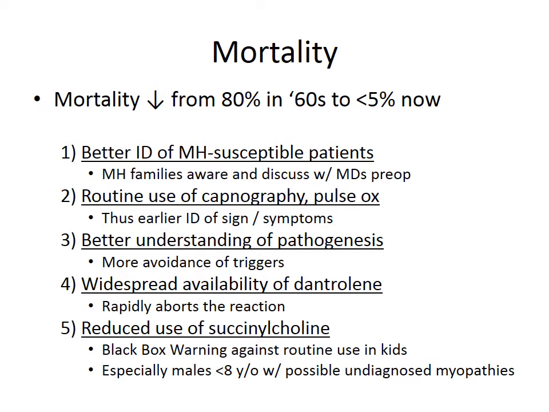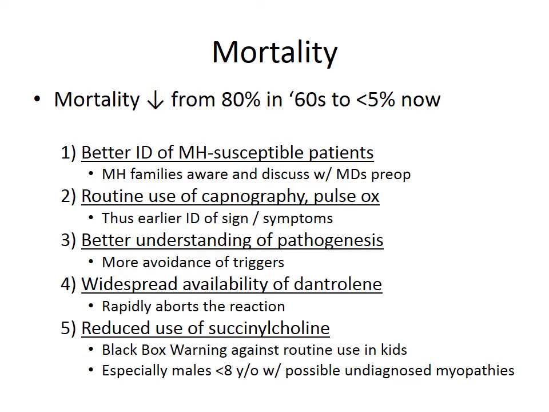And then compared to the 60s, we do routinely use capnography and pulse oximetry, whereas then they did not. And therefore, these different signs that we talked about, with increasing end-tidal CO2 being the earliest sign, can be more easily picked up quickly. 3, the better understanding of the pathogenesis. So we know which drugs trigger this. We know that we should avoid those drugs.